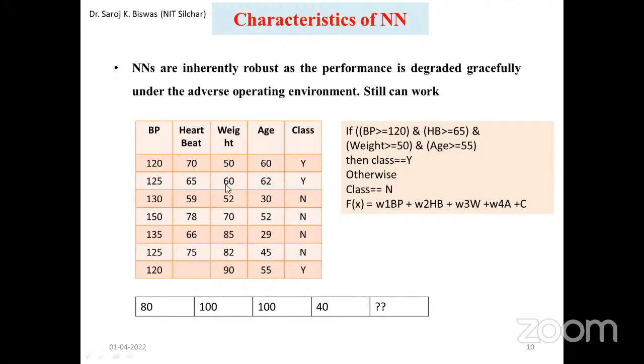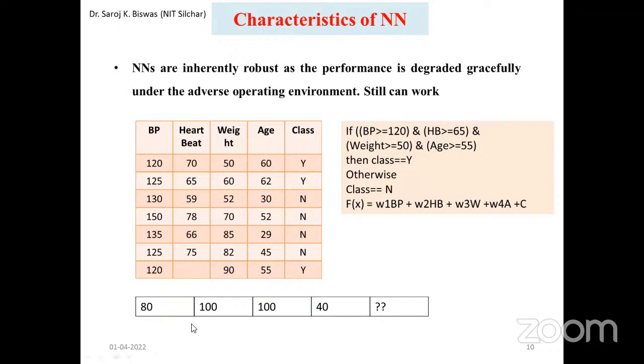Now say, when unseen data comes, the data looks like that. Here, all the values, if you see the BP, are greater than 100. And now, in the test pattern, we have a value that is less than 100, that's 80. Similarly, here all the values are less than 100, but here we have 100. Similarly, here we have 40. So if we see the characteristics of these three inputs, they are completely different from the inputs which were available in the training database.